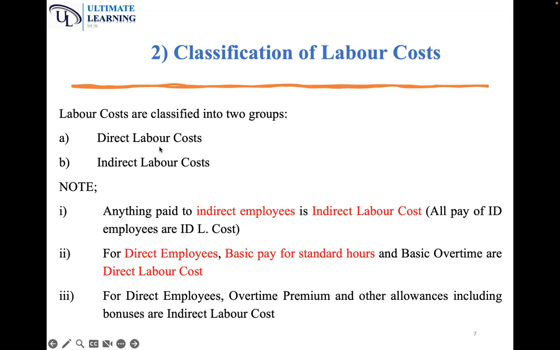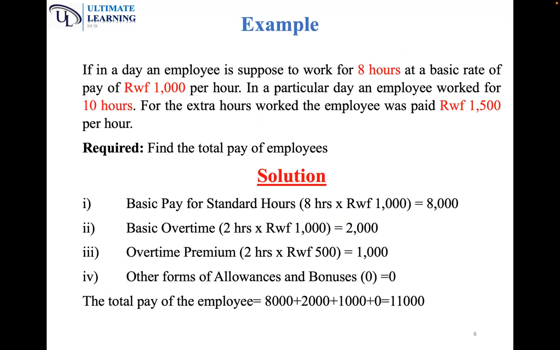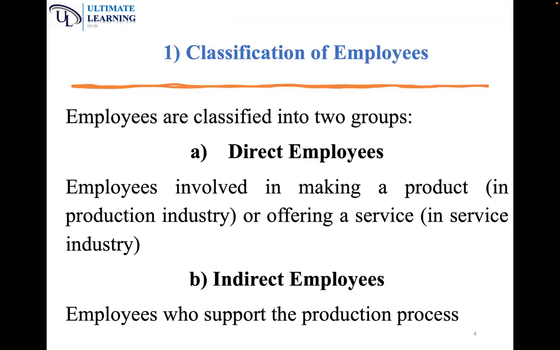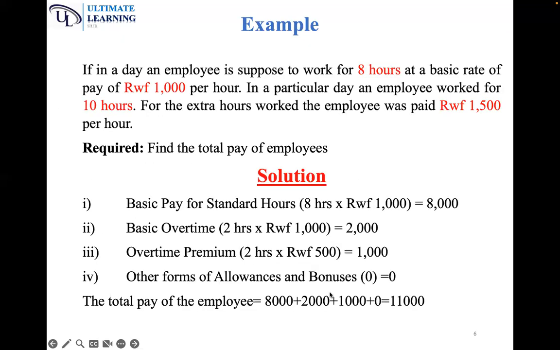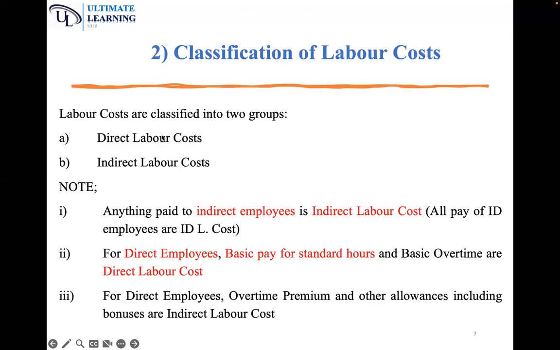Now, direct labor costs or indirect labor costs. We said we had 2 categories of employees. Let me go back. We had direct employees and indirect employees. Remember, we have two categories of employees, direct employees and indirect employees. Now, when we talk of costs, they can either be direct labor costs or indirect labor costs.